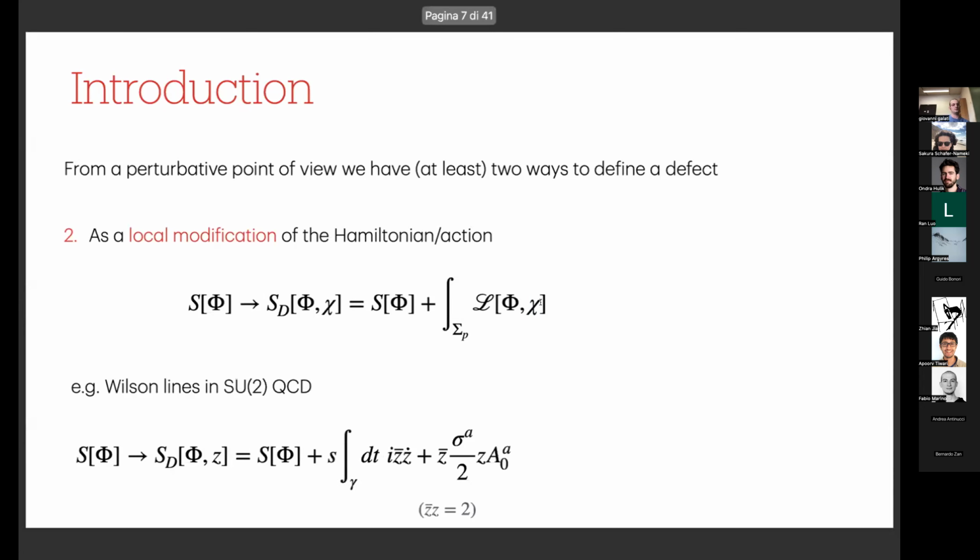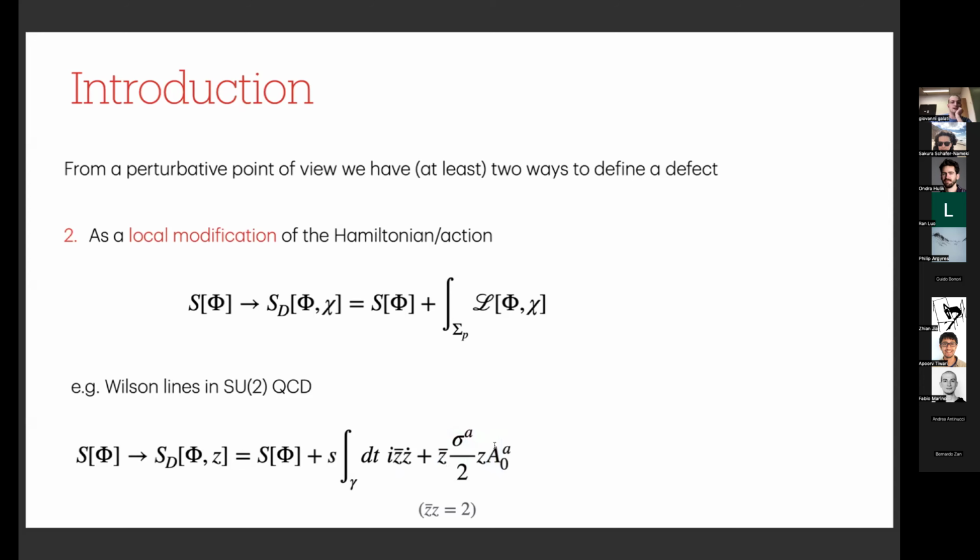But for example, if we want to consider non-abelian Wilson lines, we know that in order to reproduce the path-ordered exponential and the trace that define the lines, we need to introduce some edge modes, just this Z, which live on the line, and then they couple to the bulk through this coupling.